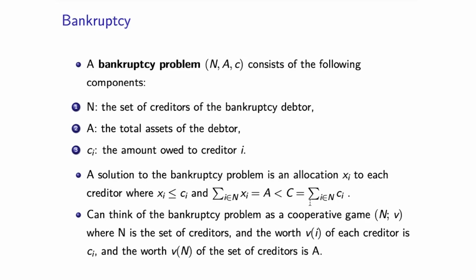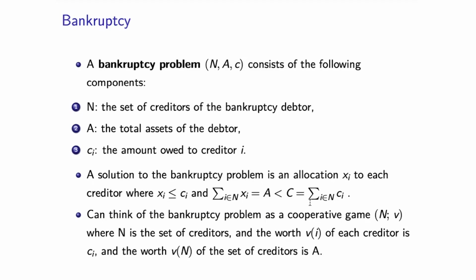In case you have C less than or equal to A, then that's not necessarily an interesting problem, because then you can just give the creditors whatever they are claiming, since the assets that you have are sufficient. So this bankruptcy problem is interesting when you have A strictly less than C.